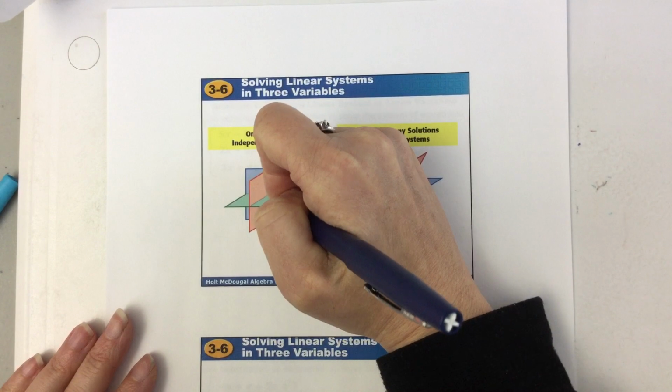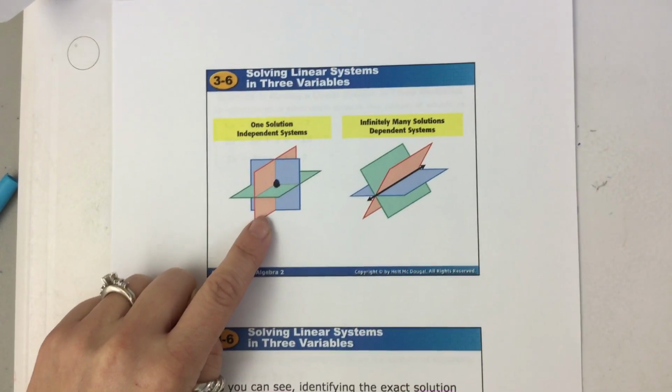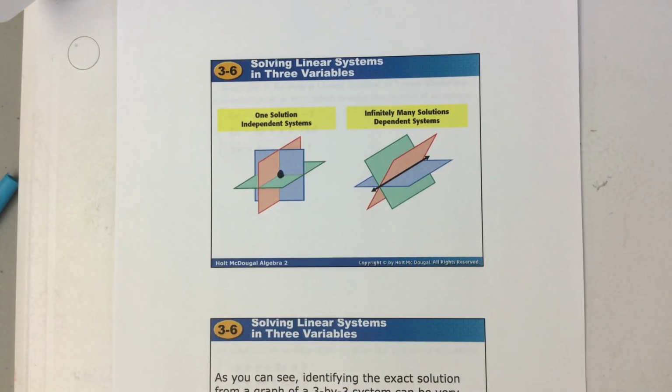Okay, this is what it looks like if you have one solution. This is what the graph would look like. If we were actually 3D graphing on isometric dot paper and coloring things in, it would get kind of wild and it's kind of difficult.